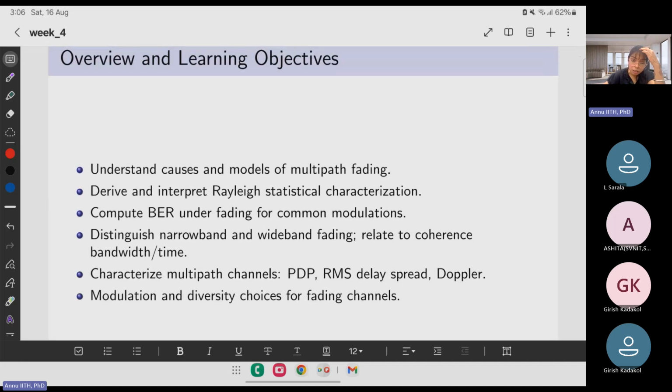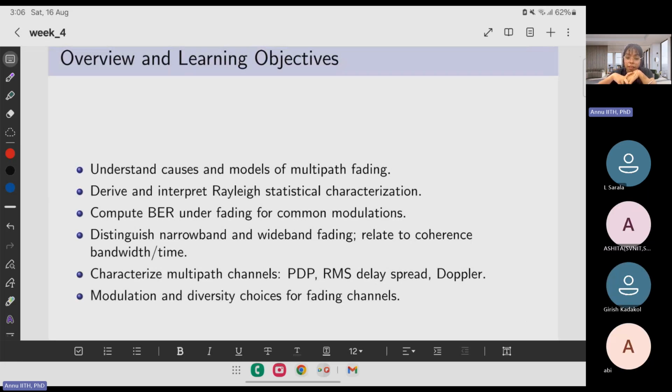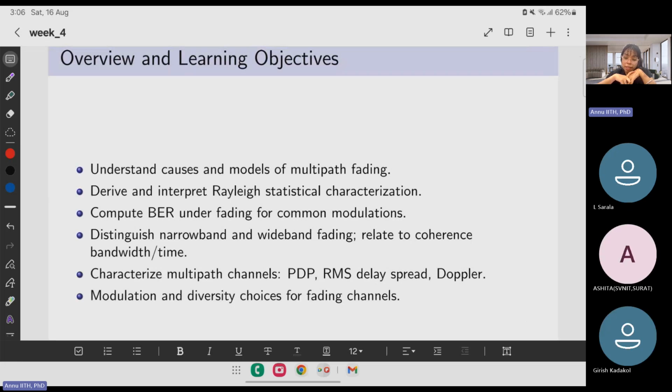First is understanding the causes and models of multipath fading. Second is to derive and interpret the Rayleigh statistical characterization. Third is computing the BER under fading for common modulations. Fourth is distinguishing narrowband and wideband fading, which relates to the coherence bandwidth or time. Fifth is characterizing multipath channels like PDP, RMS delay spread, and Doppler. Finally, we will talk in depth about modulation and diversity choices for fading channels.